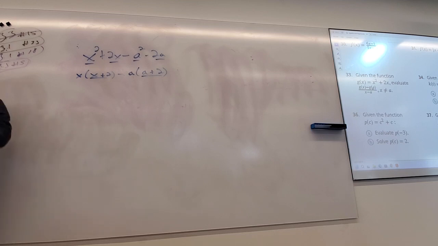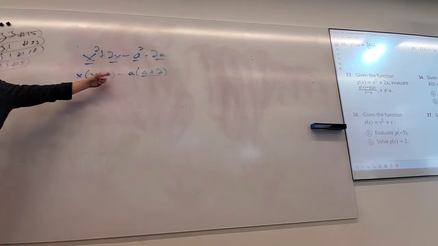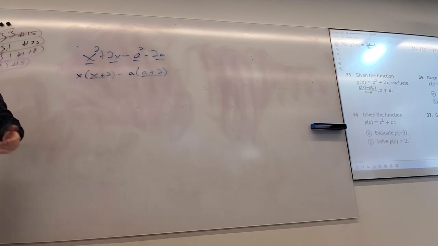And this is where you guys go, "God, I knew it." You've got an x plus 2, and an a plus 2. Exactly. I have an x plus 2 and an a plus 2. What number is common? I don't know. I don't have a 2 anywhere.